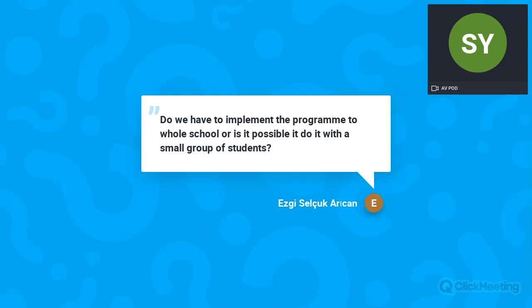Thank you very much for this question regarding implementing the program with the whole school. Is it possible to do it with a small group of students? The answer is yes, it's possible. If you have one or two sections, for example, where you'd like to pilot the Oxford International Curriculum, that's absolutely fine. We have some bilingual schools, for example, that have certain sections where the level of English is at a level where they're able to implement the program. And in the pilot phase, that might be what works best for your school. So yes, absolutely.